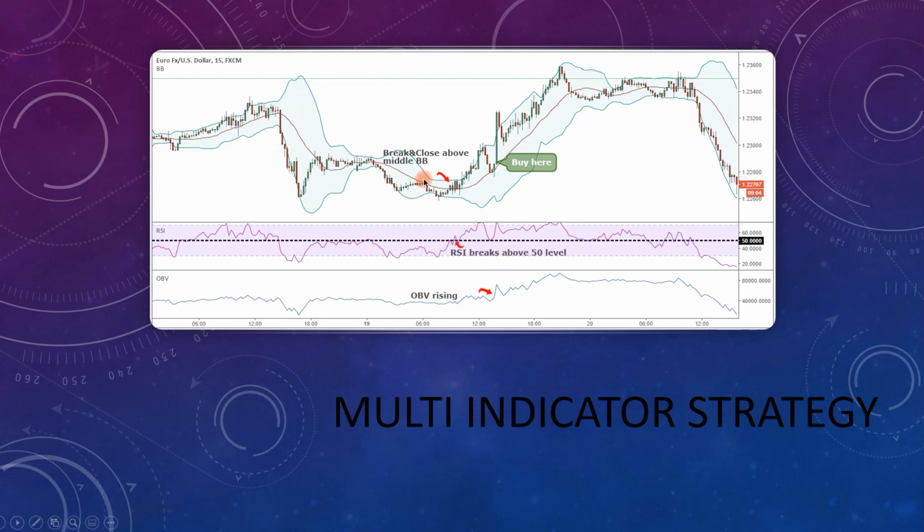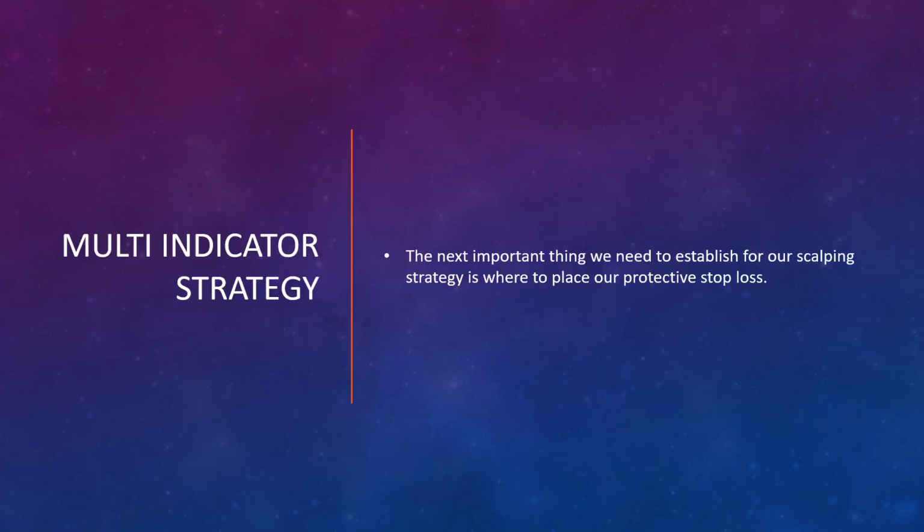So again here, we have Bollinger Bands breaking above the 50, the 20 period moving average, RSI breaking above the 50, and we see the climb now in the OBV. Okay, now we're ready for a buy scenario. The next important thing we need to establish for our scalping trading is where to place our protective stop loss.